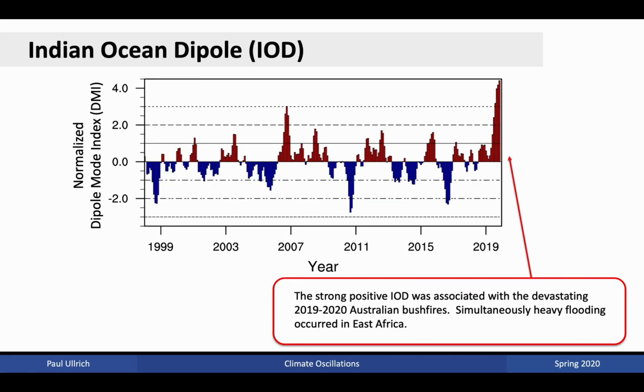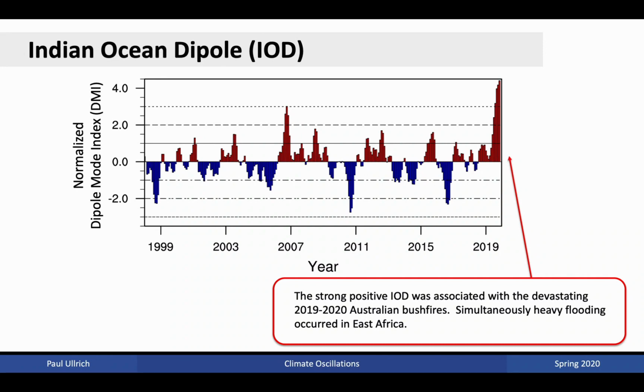Here we see the Dipole Mode Index, which is used to quantify the strength of the Indian Ocean dipole. It is equal to the Indian Ocean temperature in the western Indian Ocean minus the temperature in the eastern Indian Ocean. Thus, large positive values are associated with warmer temperatures in the West Indian Ocean, and negative values are associated with warmer temperatures in the East Indian Ocean.